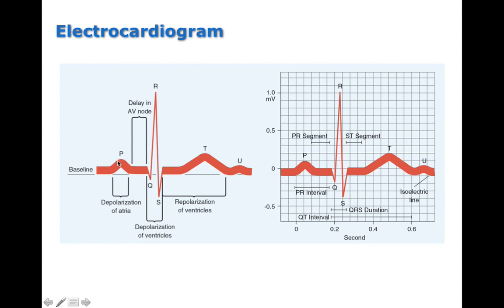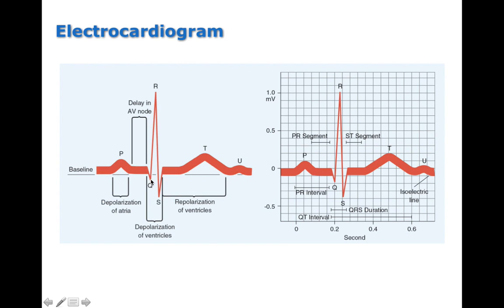So the first wave here we have is called the P wave. Now the P wave correlates with depolarization of the atria. So if we're saying that the atria are depolarizing, that means that action potentials are beginning to spread across the atria during the P wave. But then we get a delay here in this PQ interval. In the PQ interval, the reason why we have a delay is because of the bundle of His, right? The bundle of His allowed for a delay between atria action potentials and ventricular action potentials.